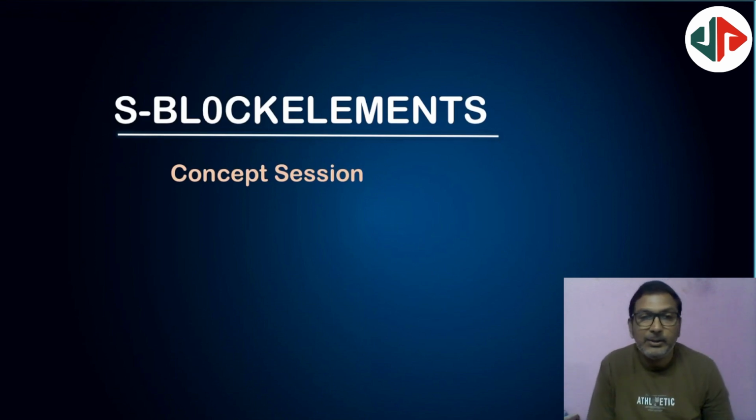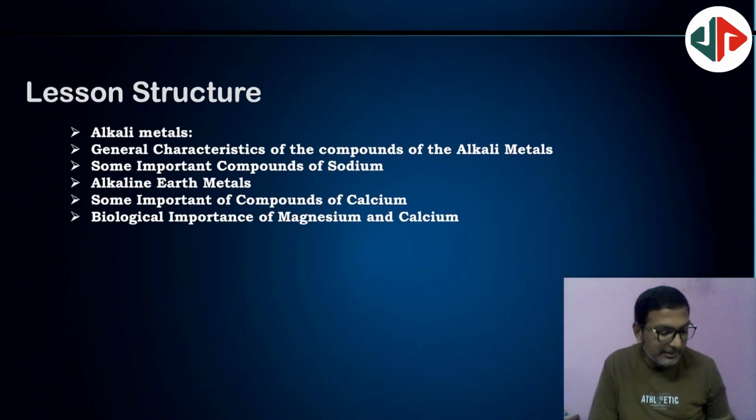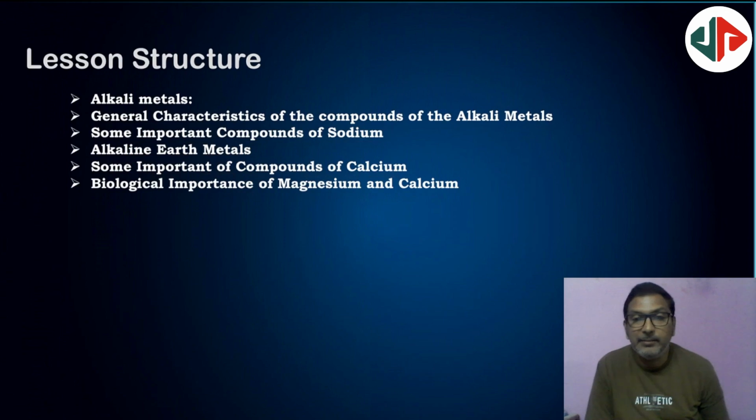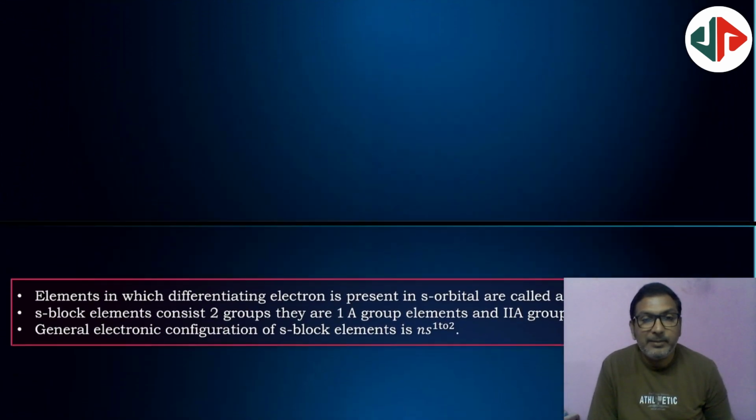In this video, I am going to explain about S-block elements. So, a very important topic. First we will discuss the important synopsis. First, alkali metals. S-block contains two groups, first alkali metals. Next, general characteristics of compounds of alkali metals, that means some important compounds of sodium. Next, alkaline earth metals, important compounds of calcium, and biological importance of calcium and magnesium. We will discuss one by one.